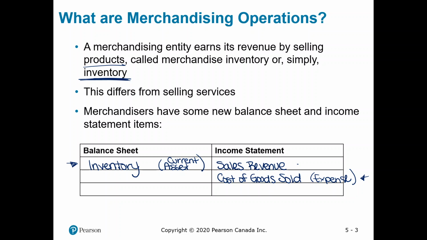Then the third thing that we'll see here is what's called gross margin. And this is a subtotal. So when you take sales revenue minus cost of goods sold, you get to your gross margin. So this is a subtotal of the two amounts above that.